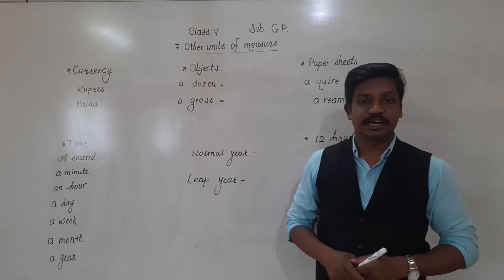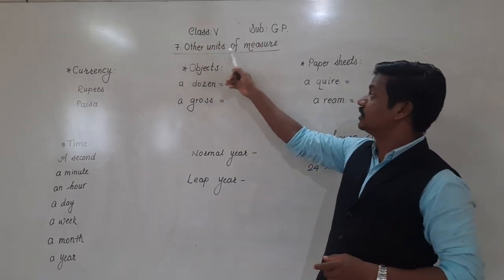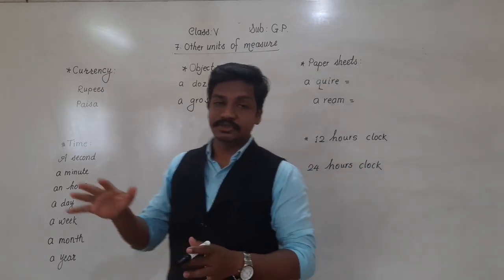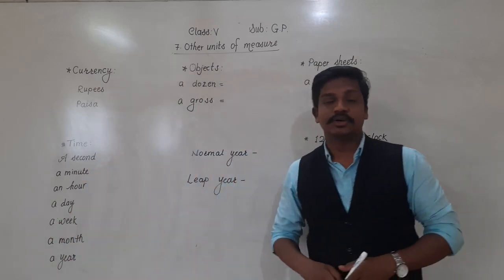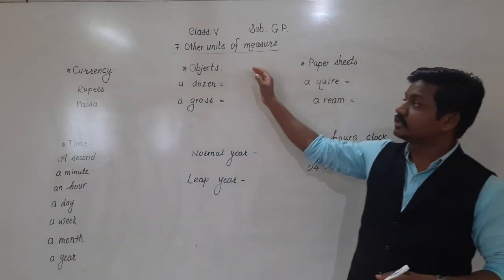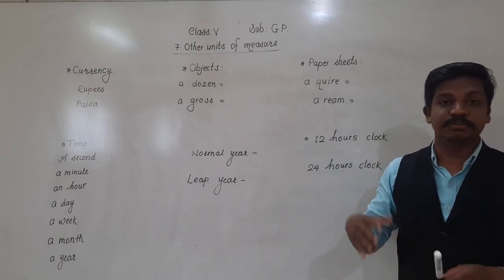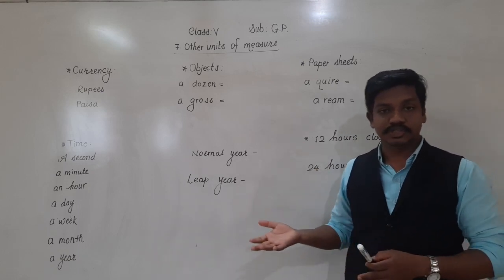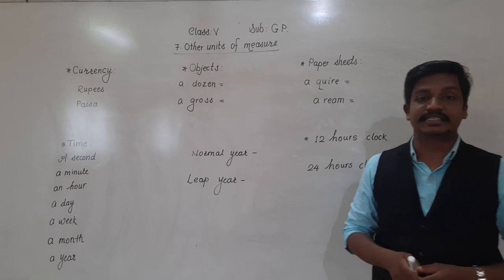Today we are going to start chapter 7, other units of measure. Till now we have learned some units of measurement in the last chapter. In this chapter we are going to learn some other units which are used to measure different things. Which are those units? Let us see first, before starting the exercise.